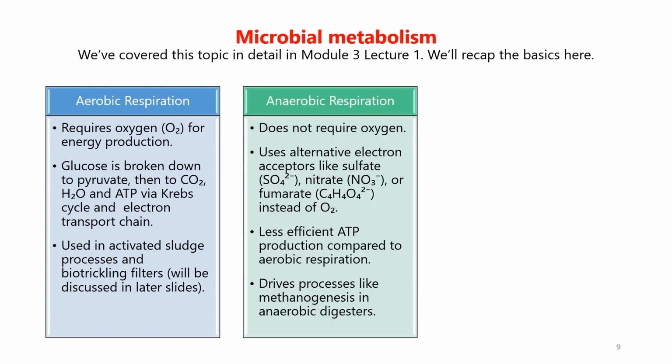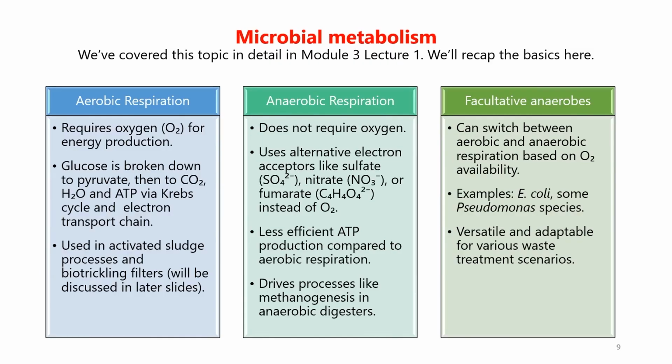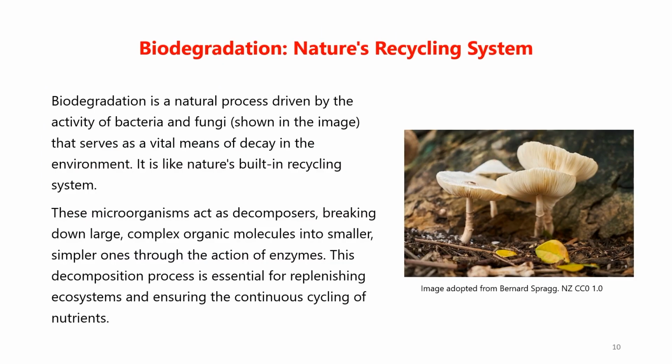Then you have anaerobic respiration, which does not require oxygen or happens at very low concentrations of oxygen. These use alternative electron acceptors like sulfate, nitrate and fumarate instead of oxygen. Less efficient ATP production happens here compared to aerobic respiration, and it drives processes like methanogenesis in anaerobic digesters. Then we have facultative anaerobes, which can switch between aerobic and anaerobic respiration based on oxygen availability. Some examples are E. coli and Pseudomonas species. These are versatile and adaptable for various waste treatment scenarios.